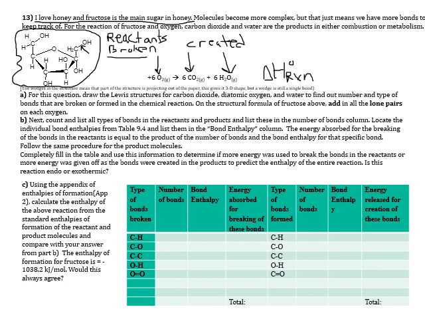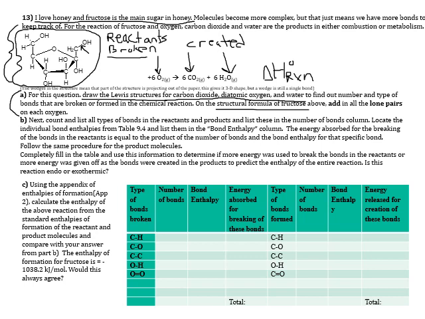So for this first part A, the goal is to first make sure the Lewis structures make sense to you, and draw the Lewis structures for carbon dioxide, diatomic oxygen, and water. Because in order to do a bond analysis, you have to have a Lewis structure that shows you all the bonds that are present. This will help you find the number and type of bonds that are broken or formed in that chemical reaction. And also, on the structural formula of fructose, which is what's given up here, add in all the lone pairs on each oxygen atom. So that's that part of the question.